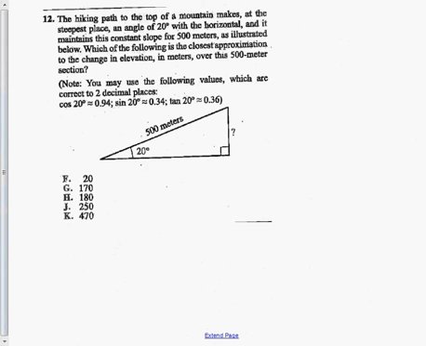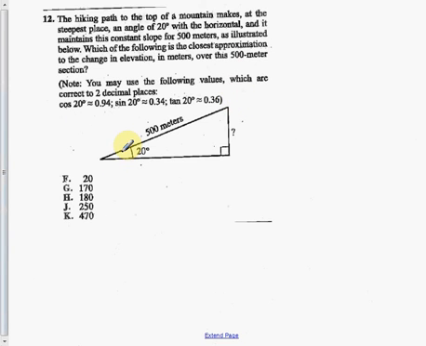Okay, this problem here. Number 12, a hiking path on the top of a mountain makes at the steepest place an angle of 20 degrees with the horizontal. And they place that right there for us. And it maintains this constant slope for 500 meters. That's the hypotenuse, right? 500 meters as illustrated. Which of the following is the closest approximation to the change in elevation? That is, I want to solve for this side over here, in meters over this 500 meter section.